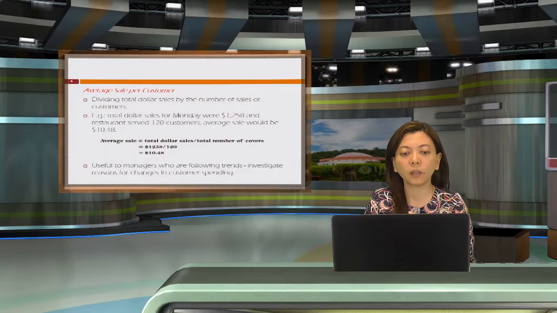And then the next one is average sale per customer. This one is used by management if they want to know how much a customer, on average, spends. So if you look here, the calculation would be average sale equals your total sales, whether it's ringgit or dollar, divided by the number of covers, the number of customers. So if you look here, it's 1,258 divided by 120 customers, which equals $10.48. So meaning to say that each customer in the restaurant that comes that day, on average, would spend about 10 ringgit 50 cents.